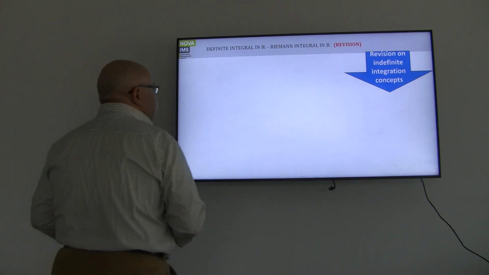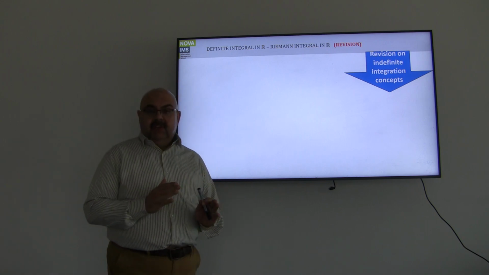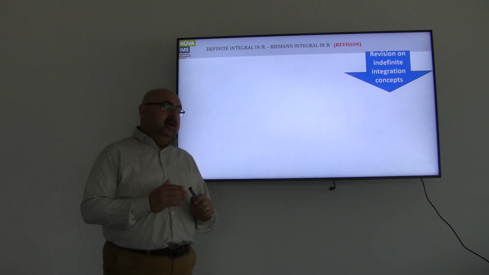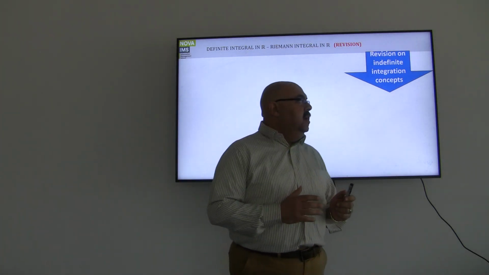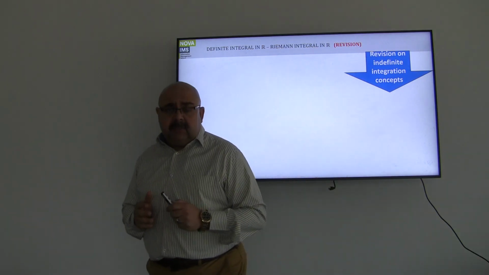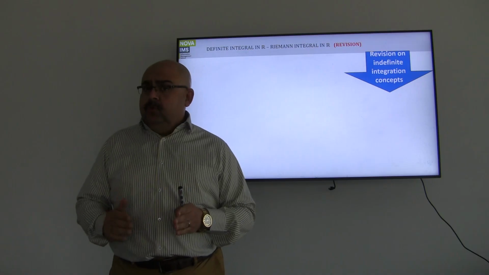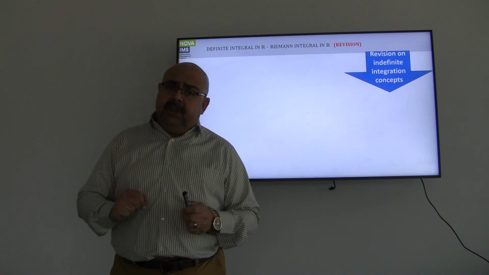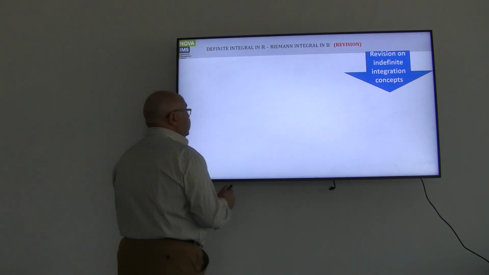Integration is really a very simple process. It is the antiderivative. I really like the name antiderivative, which reflects that we reverse all the steps that we do in differentiation in order to get our integrand or function of integration.